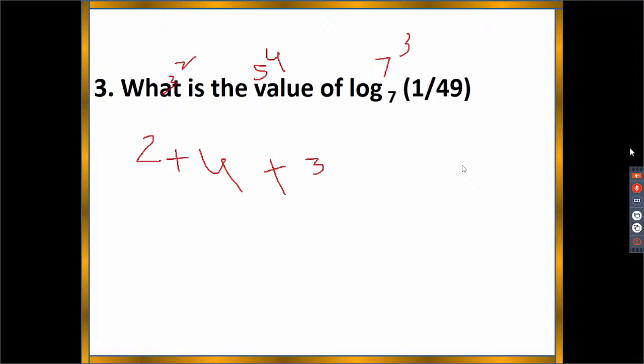So 1 by a is nothing but a power minus 1. 49 is 7 power 2, so 1 by 49 means 7 power minus 2. Log 7 power minus 2 base 7 is minus 2. Minus 2 is the correct answer.